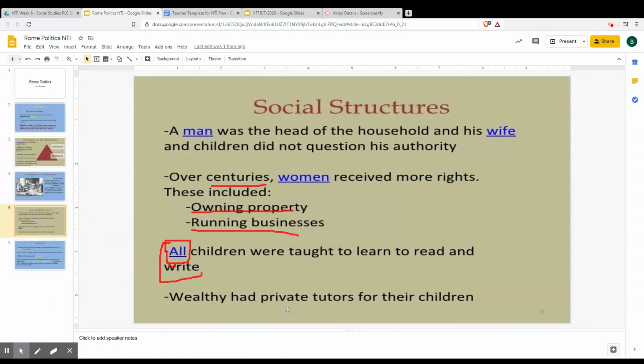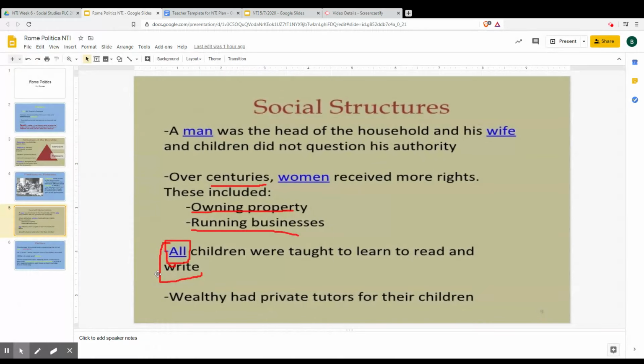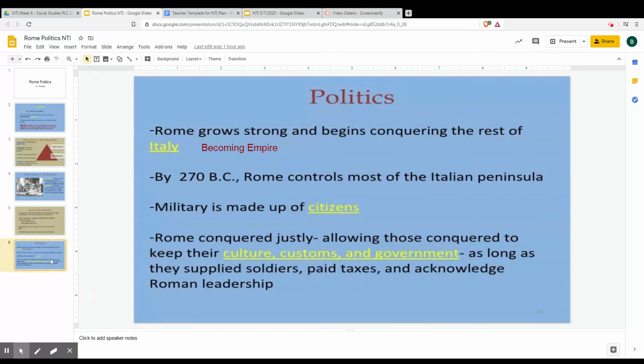Wealthy children were still at an advantage. So the wealthy kids had private tutors, but still the poor kids got an education just like the wealthy kids. And then Rome ends up growing stronger under this republic system. And like I mentioned in the geography video, Rome becomes the first true empire.